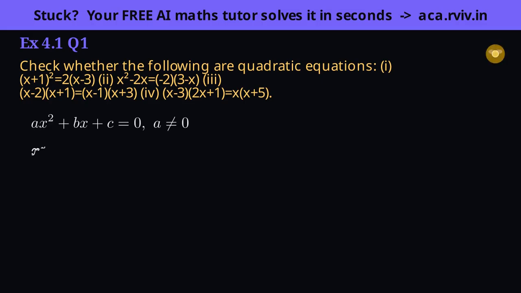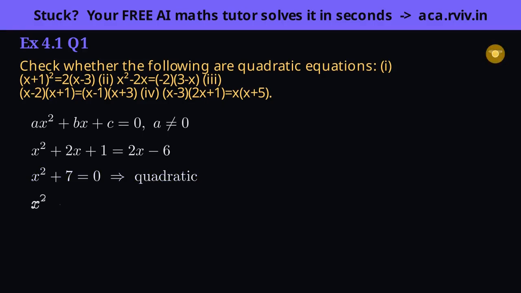Part 1. Expand both sides. X plus 1 squared is x squared plus 2x plus 1, and the right is 2 times x minus 3, which is 2x minus 6. Bring everything left. Watch the x terms, plus 2x meets minus 2x and they cancel, but the x squared has no partner to cancel against, so it survives. That surviving x squared makes it quadratic.